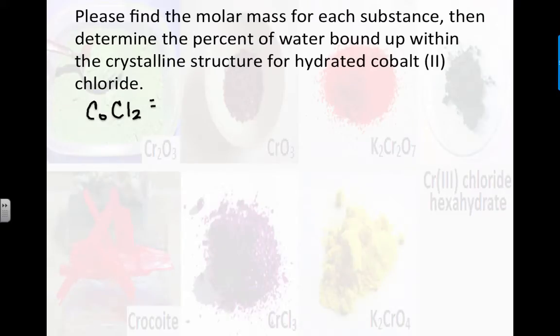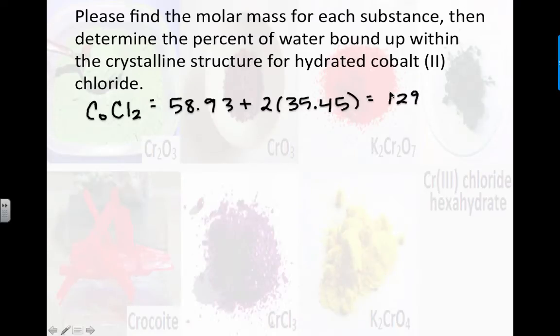Cobalt weighs 58.93 grams. And chlorine is 35.5, but there's 2 of those. So this part is 129.83 grams per mole.